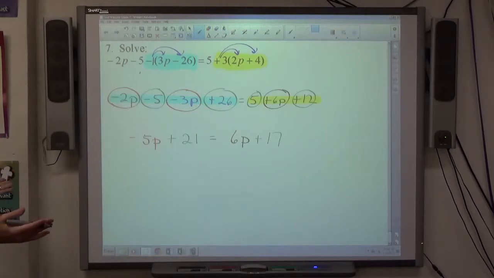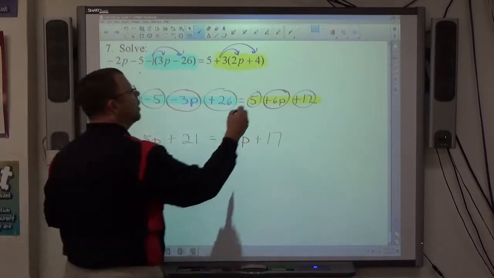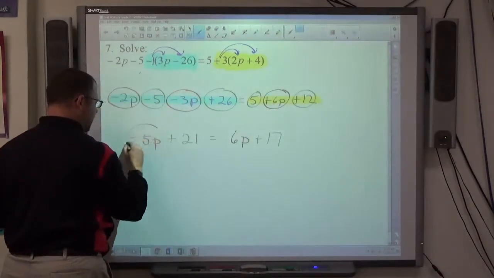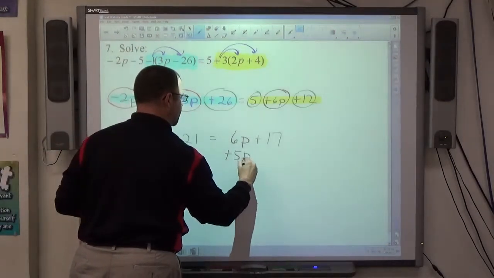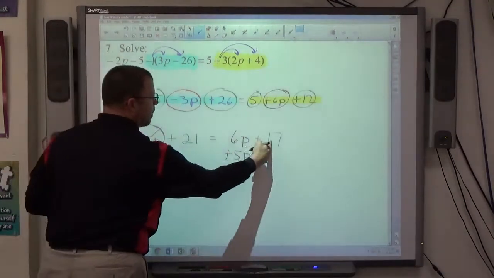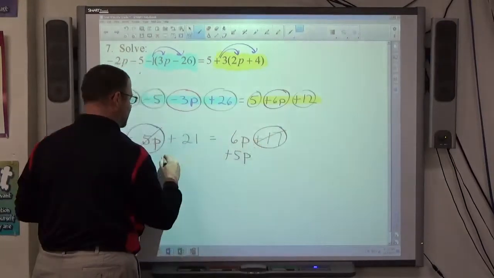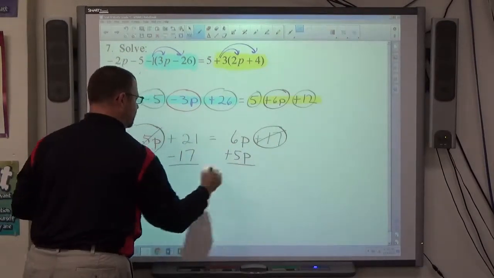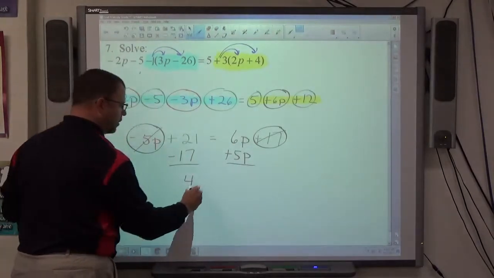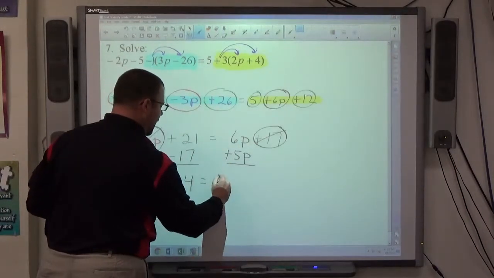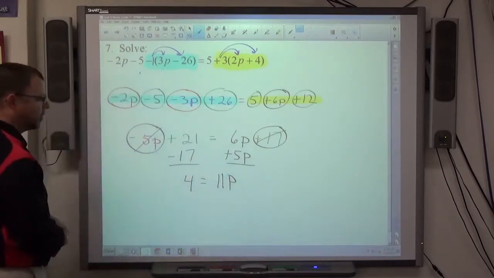So again, I get myself to this point. Now my last step is to get everything with p on one side and everything not p on the other side. So I'm going to move the negative 5p over here, it becomes positive 5p. I'm going to move the positive 17 over here, it makes negative 17. These signs are different, so I subtract. 21 is bigger, so it's positive. These signs are the same, so I add. 6 is bigger, so it's positive.